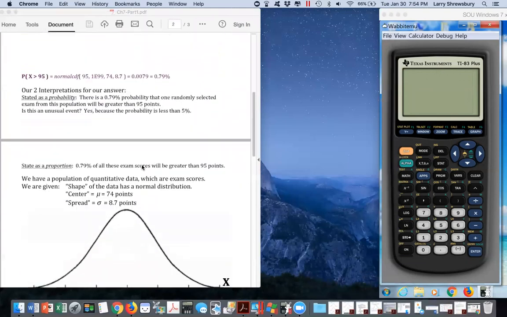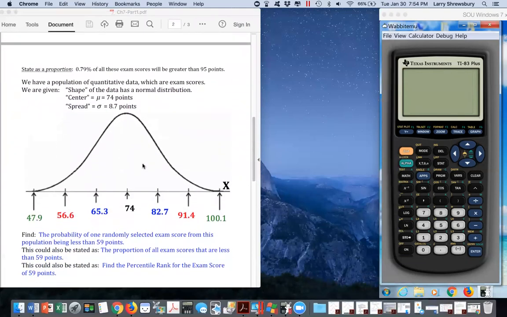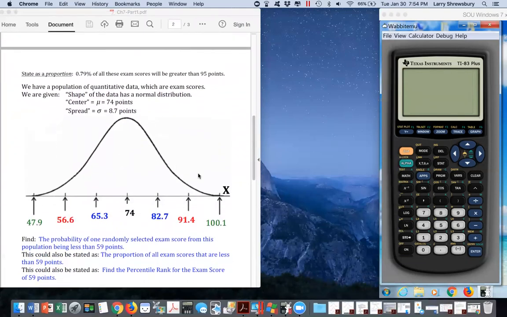Now, let's look at another one here. Hey, it's the same population. Yeah, but we got a different question now. We want to know the probability of one randomly selected exam score from this population being less than 59 points. Then we can determine if that's an unusual event or not by looking at the probability.